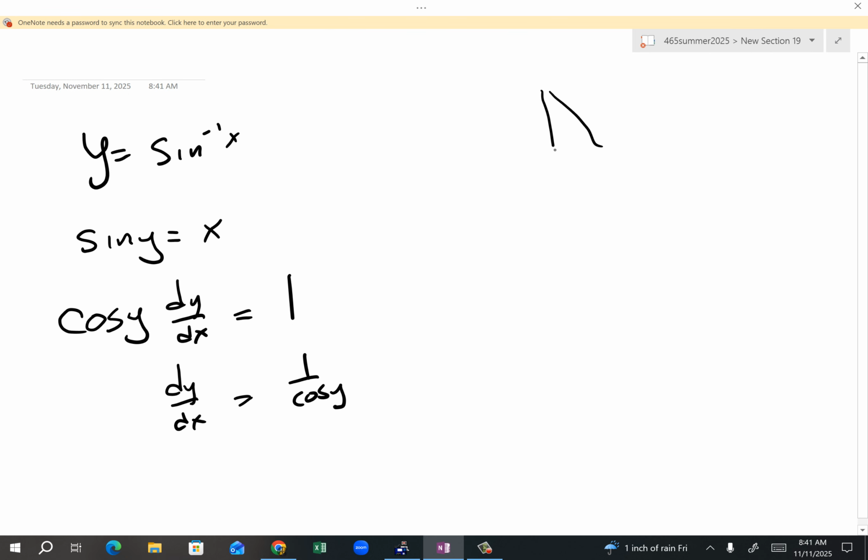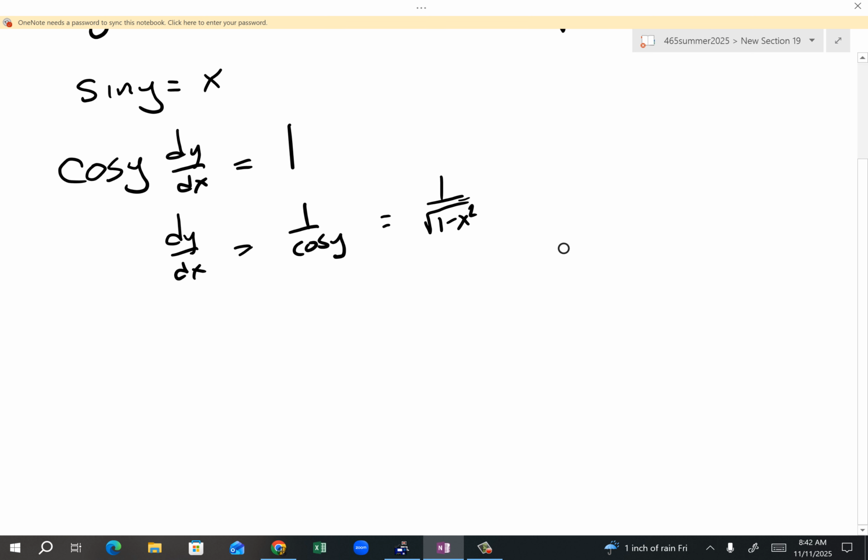Well, I don't know, but I know that I have an angle y, and I know that its sine is x over 1. So this side must be the square root of 1 minus x squared. And so 1 over cosine is the same as saying secant, which is hypotenuse over adjacent. So there it is, and you're home free. Okay, that would be the derivative of it.